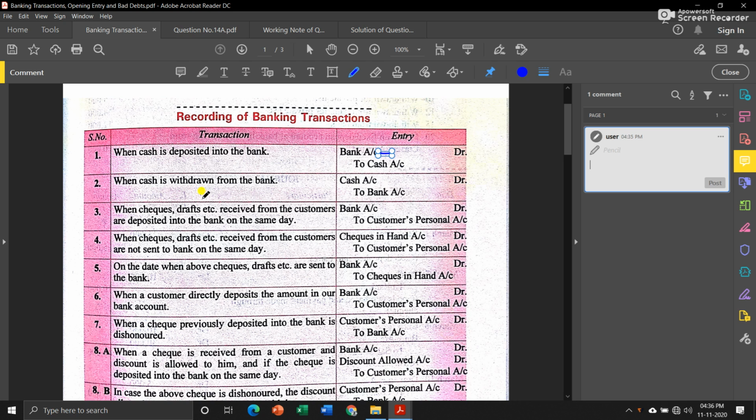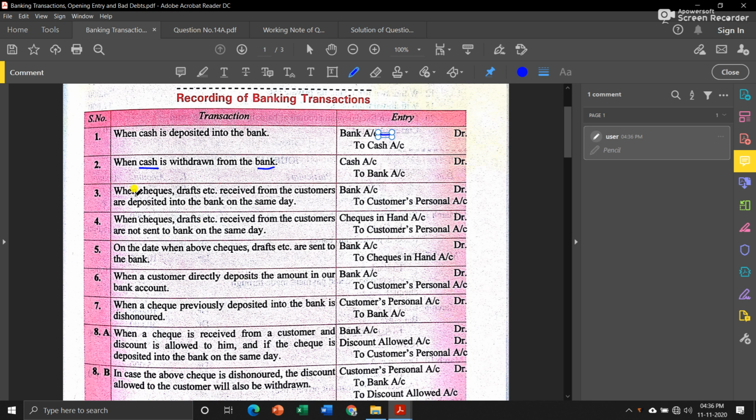In a similar manner, when we withdraw some cash from bank for business use, okay, so bank is giving the cash and cash is coming inside the business, consider it like that. Then in that case we will debit cash account and we will credit bank account.